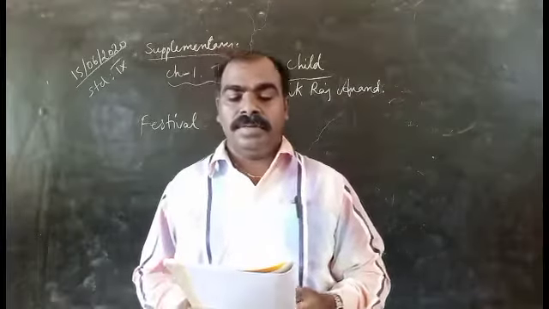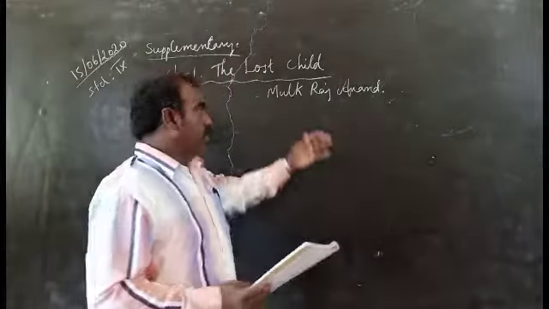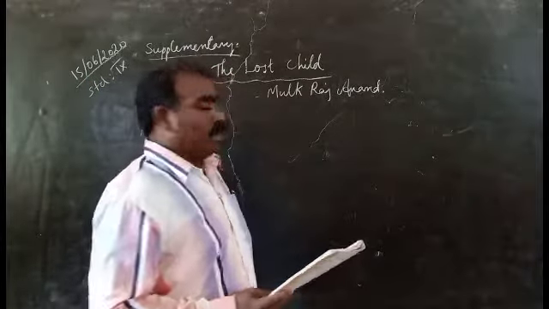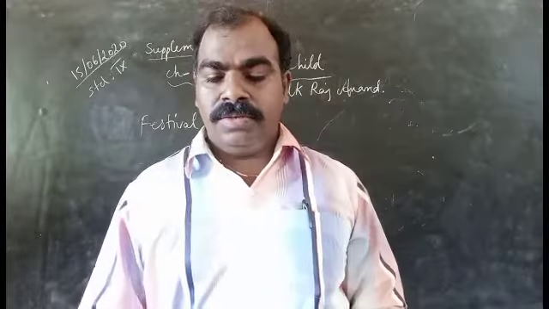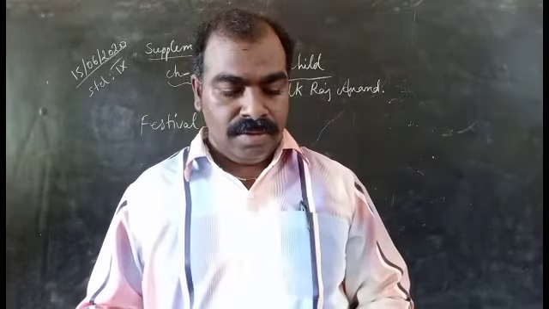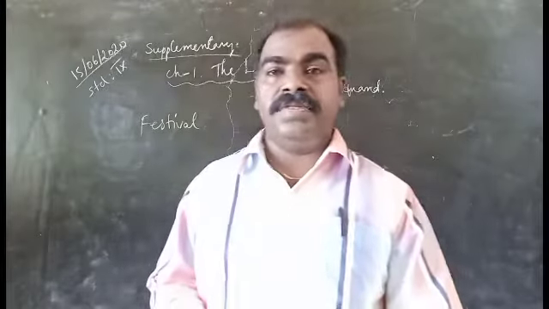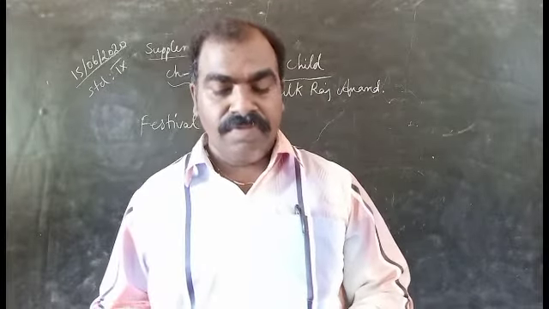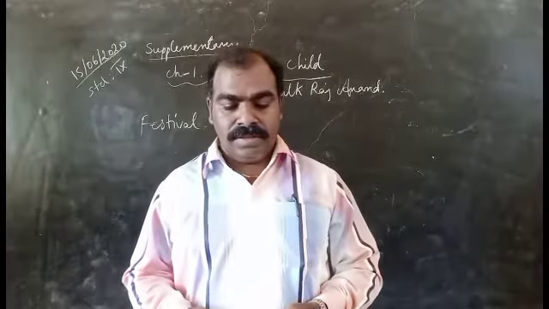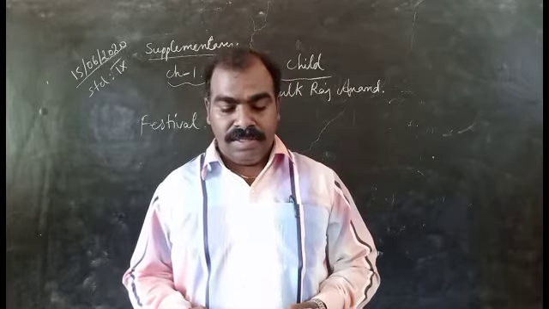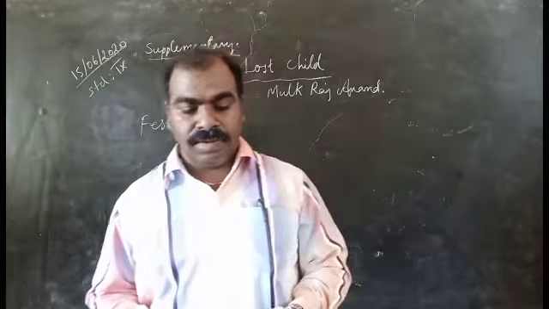The first chapter is The Lost Child, written by Mulkraj Anand. So, what is this story about? It's a story of a child who goes for the festival in spring with his parents, and the child experiences so many things on the way. At last, what happens? We will study.